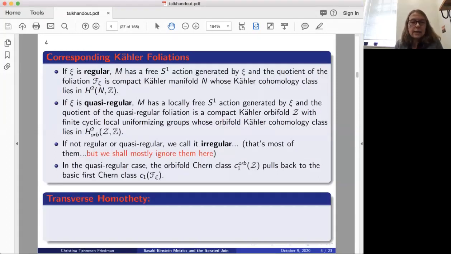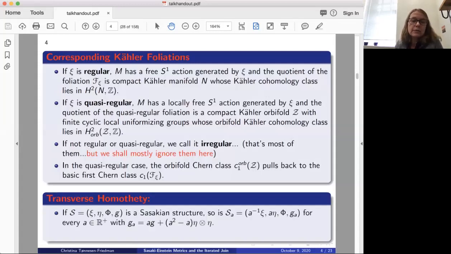All right, and then just a reminder that Sasaki structures come in rays. So if you have a Sasaki structure, you can quote unquote rescale it. You're not really rescaling it on the quotient, you are, but not along the Reeb direction this way. So anytime you have a Sasaki structure, you have many in a ray. And a lot of the nice geometric properties are sort of preserved in the whole ray. All right.